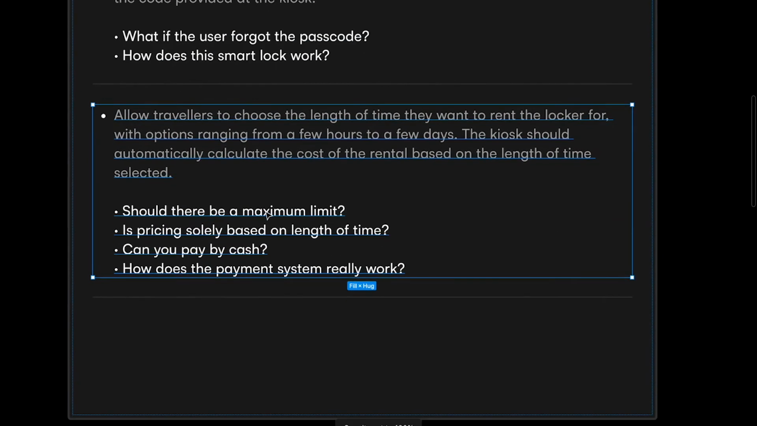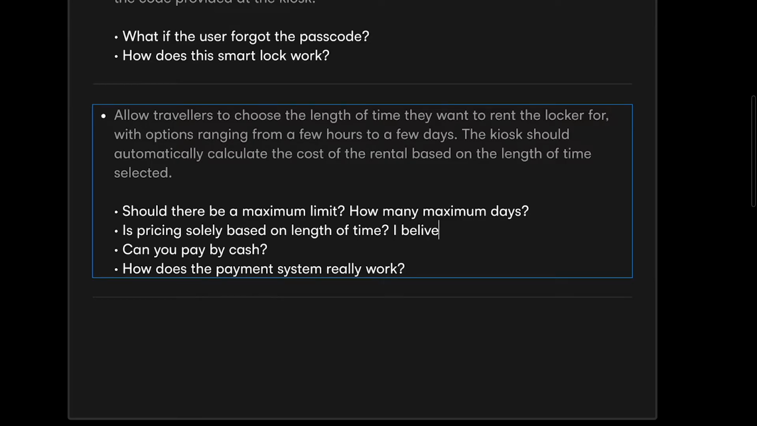Then moving on, allow travelers to choose the length of time they want to rent the locker for, with options ranging from a few hours to a few days, right? And how many is few days, right? Is it 2 days or 5 days? I don't know. The kiosk should automatically calculate the cost of the rental depending on the length of the time selected, all right? So my questions were, should there be a maximum limit, right? So when I say limit, I'm like, when you say a few hours to a few days, how many maximum days, right? Is that in terms of hours or days? I don't know, right? Is the pricing solely based on the length of time, right?